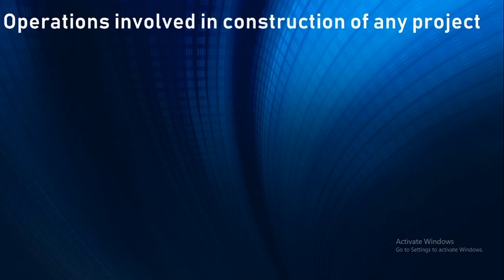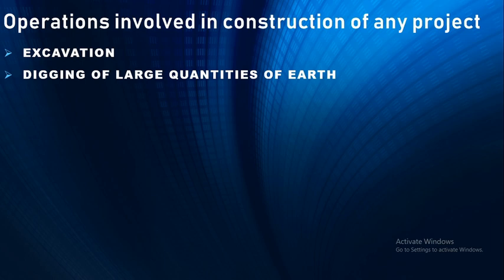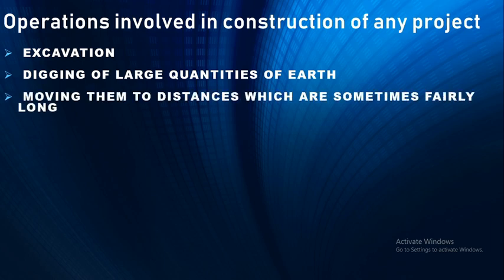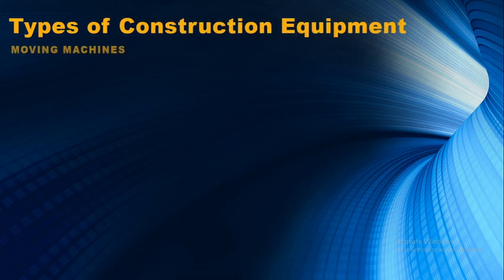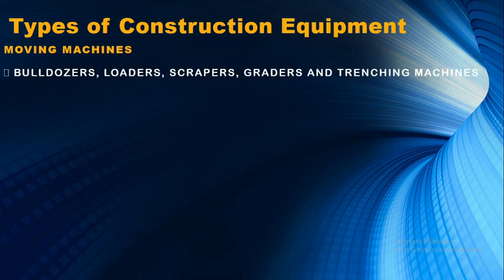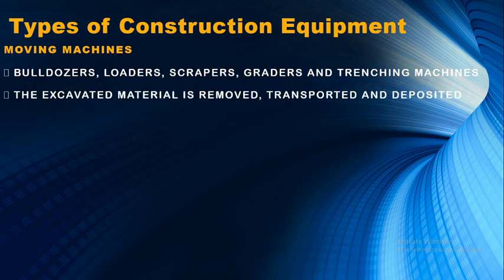Operations involved in construction of any project: excavation, digging of large quantities of earth, moving them to distances which are sometimes fairly long, placement, compacting, leveling, dozing, grading, hauling. Types of construction equipment: moving machines, bulldozers, loaders, scrapers, graders, and trenching machines. The excavated material is removed, transported, and deposited.